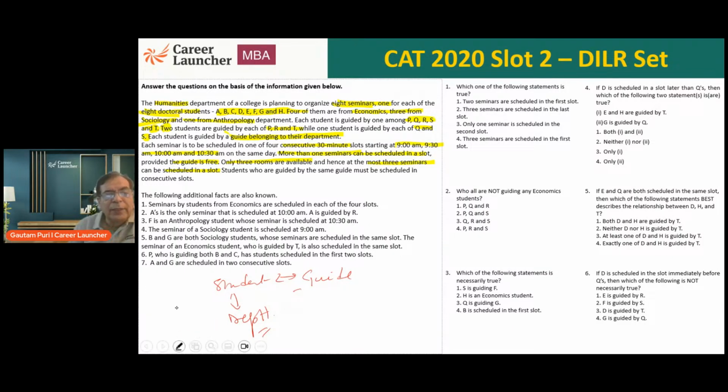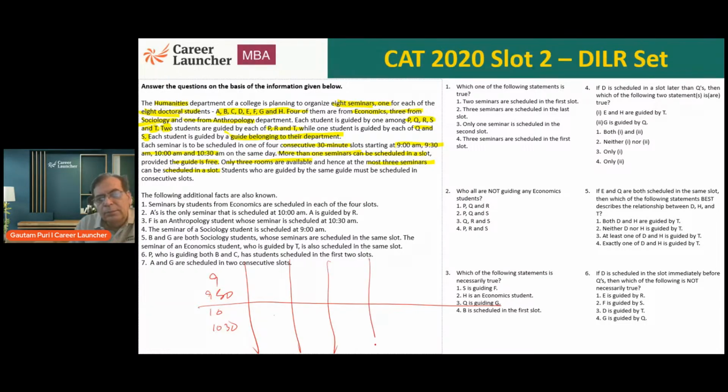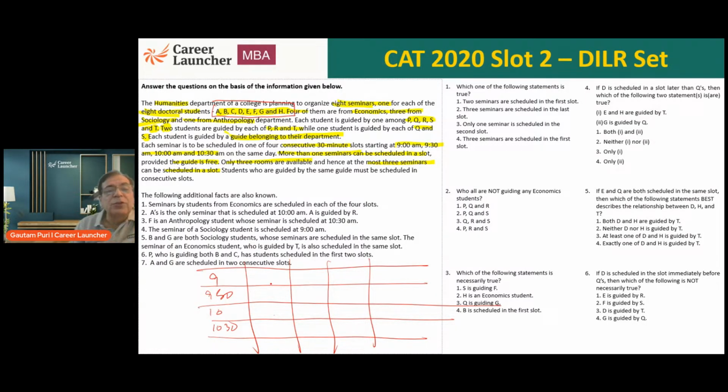So, I'm sure you know what we need to do now. We will need to create a table. What kind of table? We will have these 4 slots, 9, 9:30, 10 and 10:30, 4 slots. Okay. And there are 3 rooms available. And we need to find out which of these 8 students, A, B, C, D, E, F, G, H, in which time slot, in which room are they doing the seminar, and who's their guide. So there will be a student, let's say A is there, and his guide will be there.